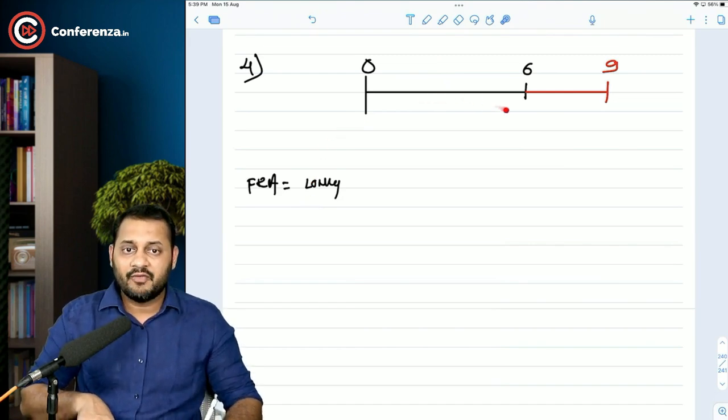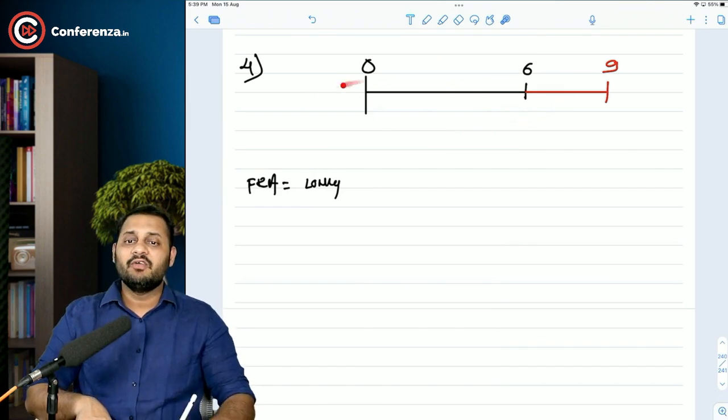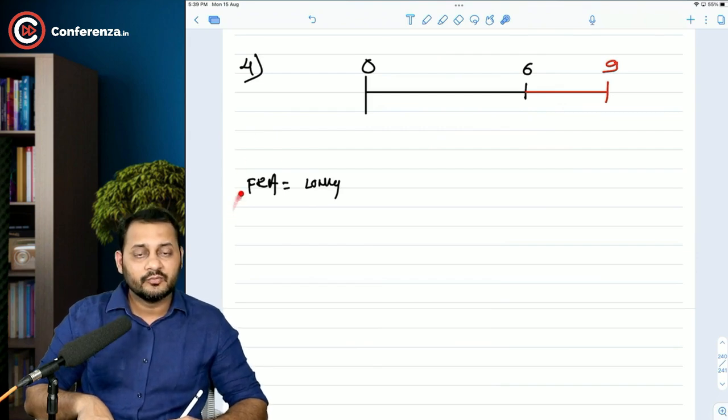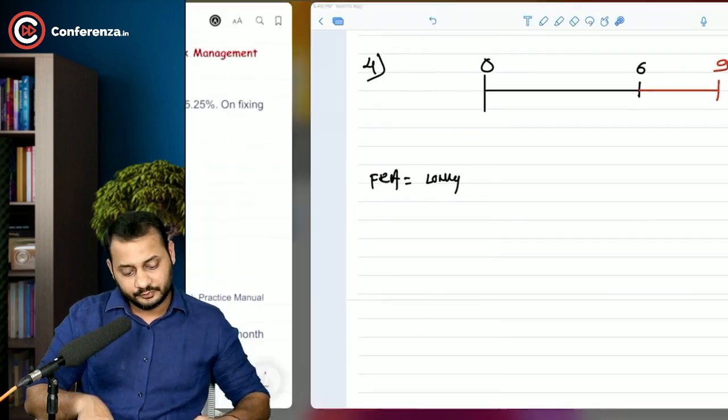That means after 6 months we want to take the loan, and we are worried about the rising interest rate and we don't want to pay a higher amount of interest in this case. That's why we are fixing the rate. After 6 months, the rate is fixed by today itself in FRA. So we are going long.